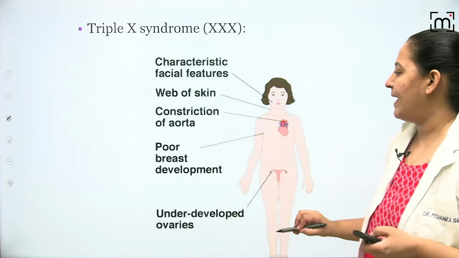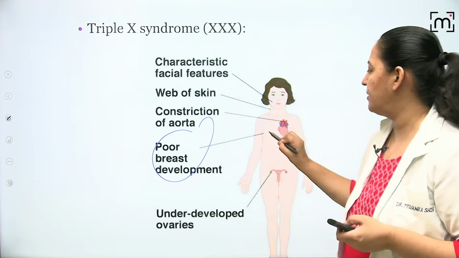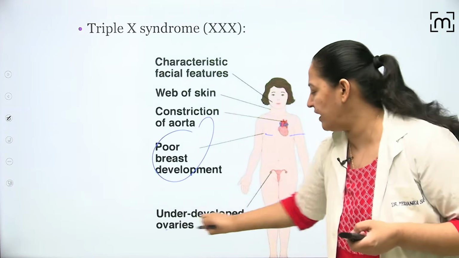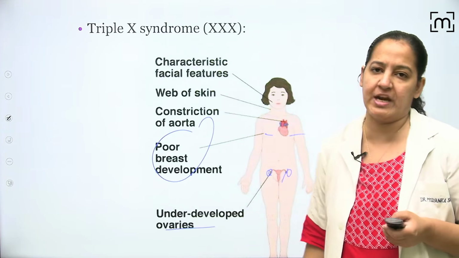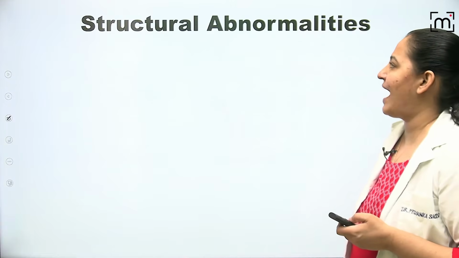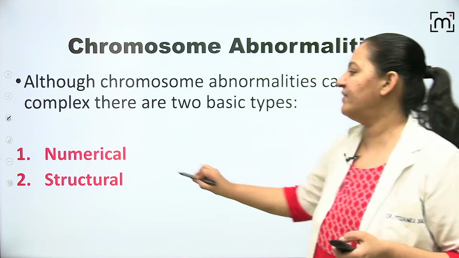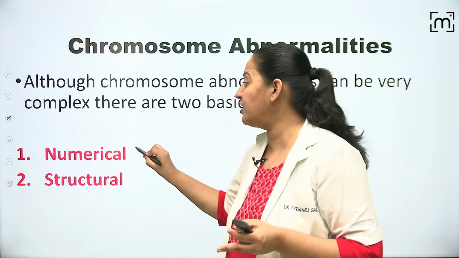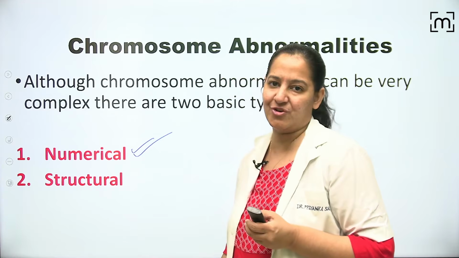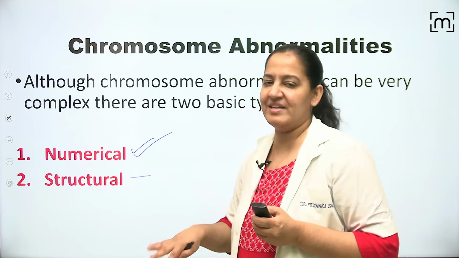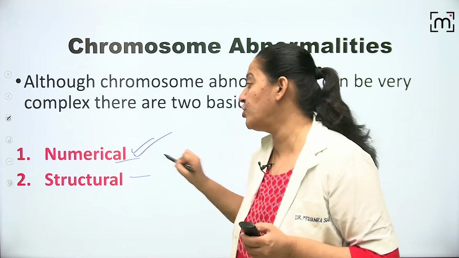Such a female has poor breast development, and underdeveloped ovaries. The ovaries are not developed, she cannot reproduce. So that is the triple X syndrome. So we are done in this lecture, I have finished the numerical abnormalities of the chromosome. The structural ones we can complete in the next lecture. Here I have completed the numerical one.